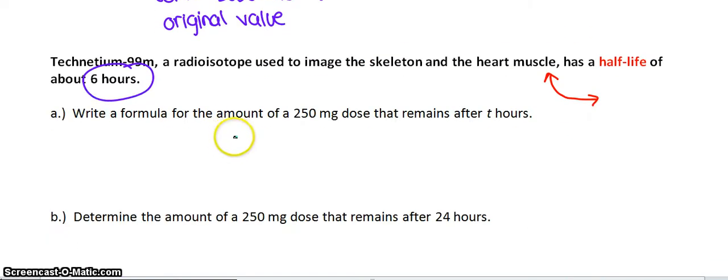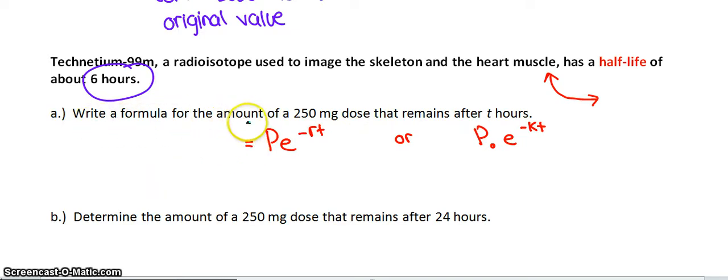Okay, so if it's exponential decay, I know that the formula has to be P e to the negative RT. Or again, you can always say P sub 0 e to the negative KT. They mean the same thing. Okay, and that'll give me an output of my final amount. So we can call the function whatever we want.